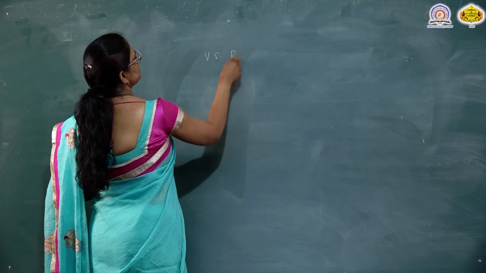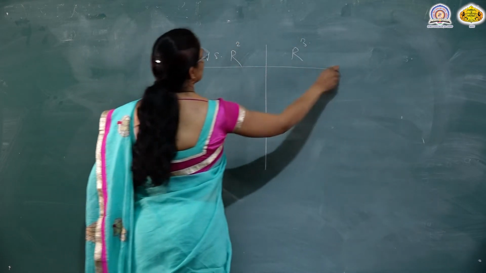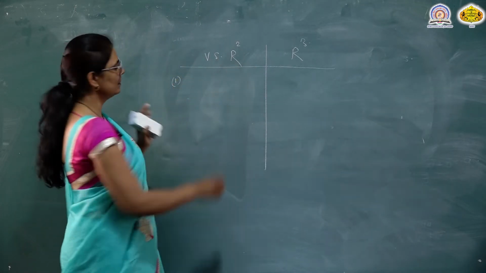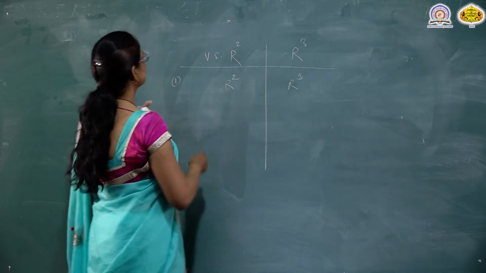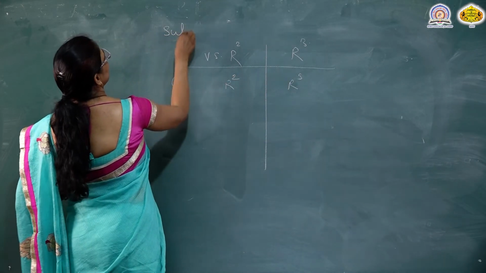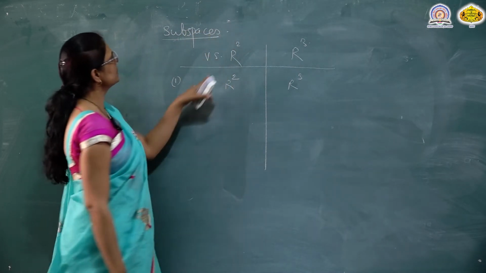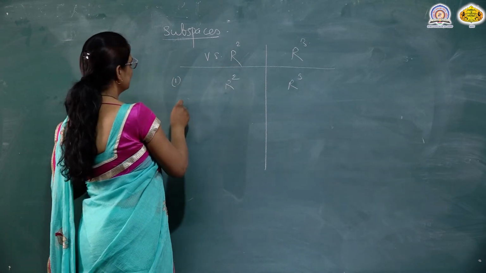This is the vector space R2. This is the vector space R3. So the first subspace is: R2 is a subspace of itself. R3 is also a subspace of itself. We write the subspaces of R2 as well as R3. So first, they are themselves.